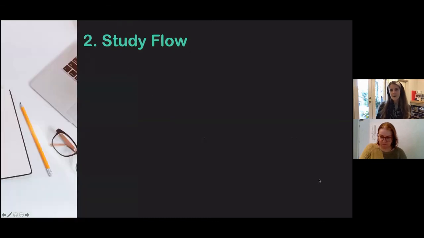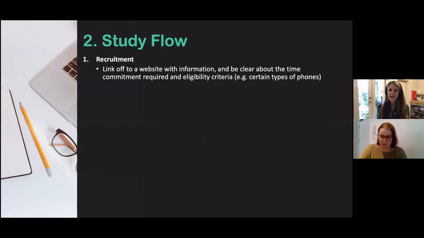So next up, I want to give you a little bit of an idea of what the flow of the studies would look like. So we usually start by recruiting our participants. And here we usually set up a website with some information. And on that website, we're super clear about the time commitment required. And we also list some eligibility criteria. So here it's really important, if your software doesn't work on certain types of phones, to list that kind of thing. Anything like that should be here. So you want to make sure you only get participants into the study who understand what they're signing up for.